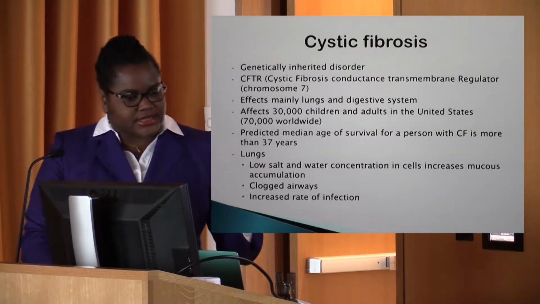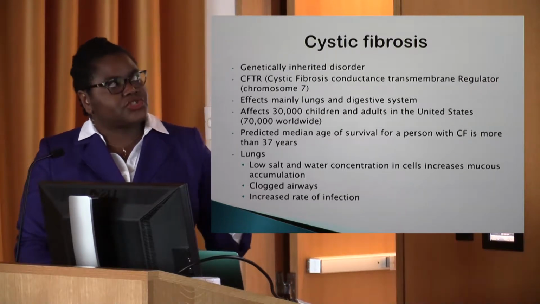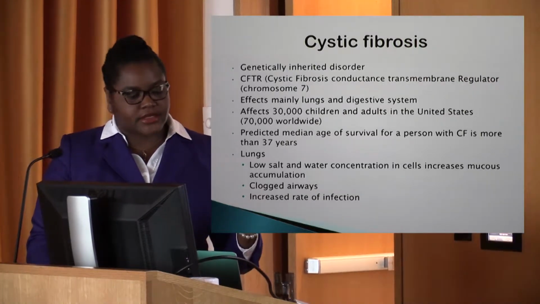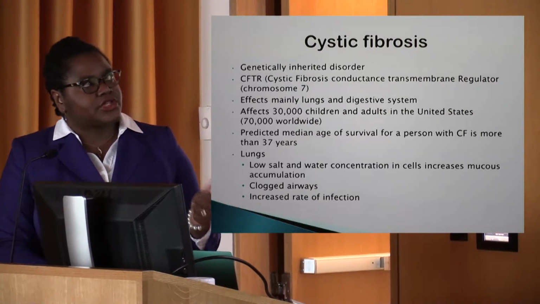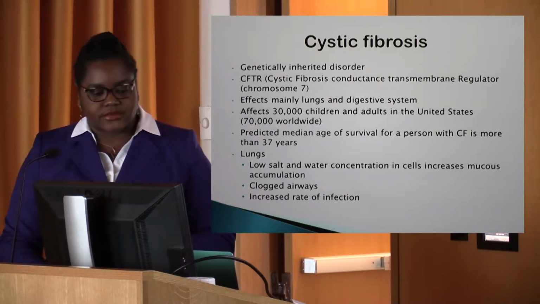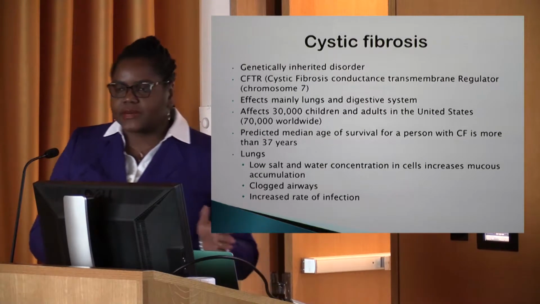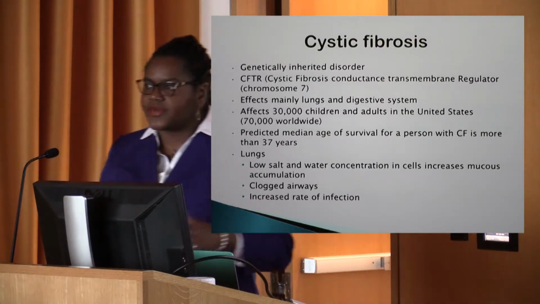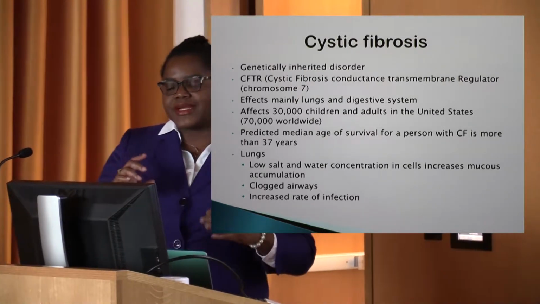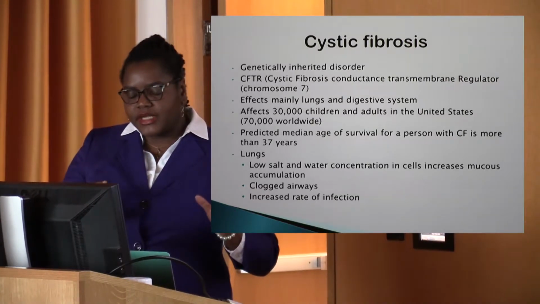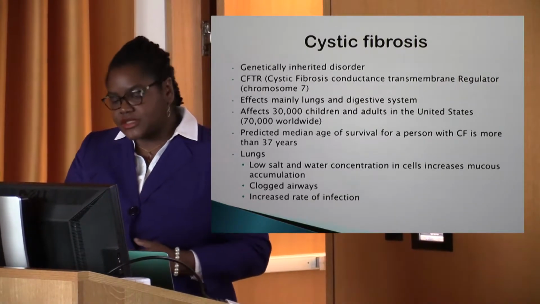And just a little bit on cystic fibrosis, it is genetically inherited. There's a mutation in the CFTR, which is located on chromosome 7. We mainly hear about cystic fibrosis and how it affects the lungs, and we think about lung infection, but a lot of the physical illness actually comes from the digestive system as well.